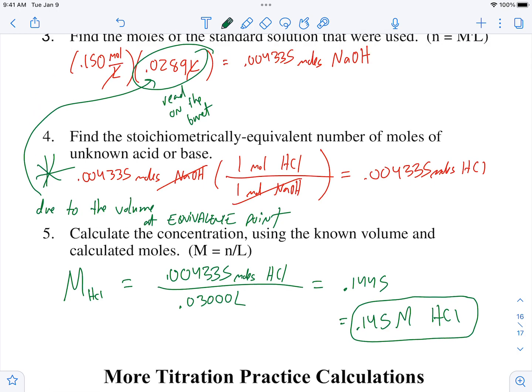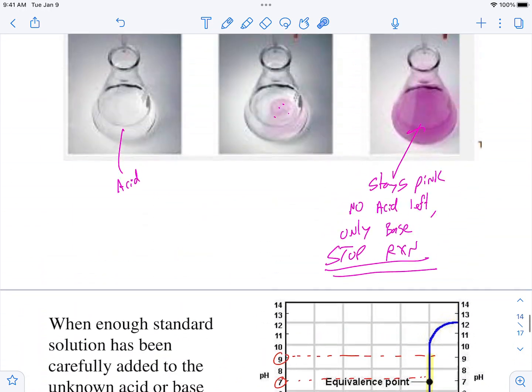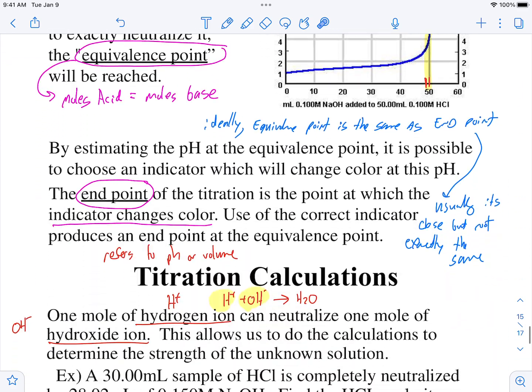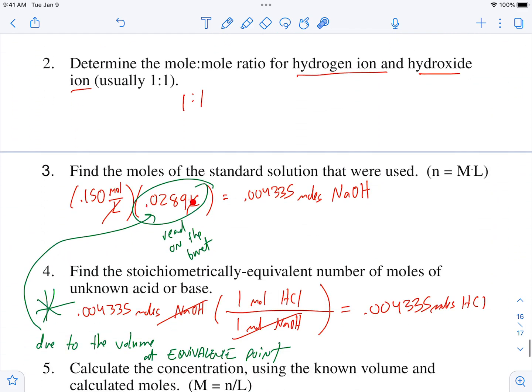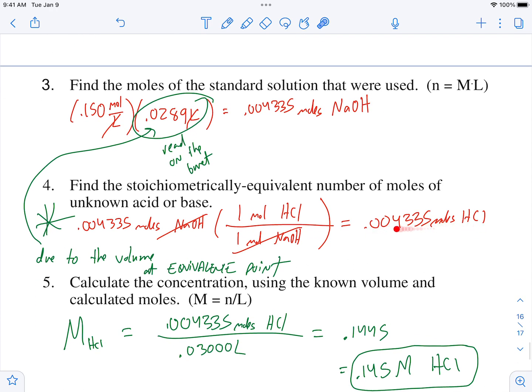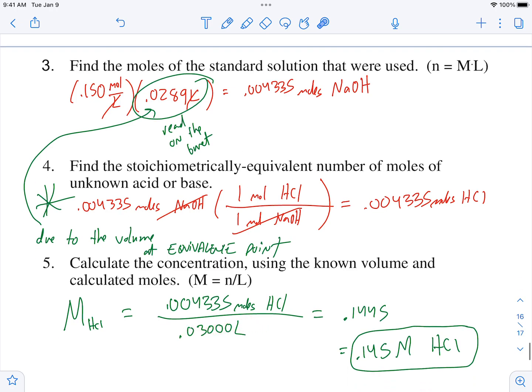We found out the molarity of HCl was 0.145 molar. How did we figure this out? It's because we added standardized base until the color changed and stayed that color. When the color stayed that color, we recorded the volume, and we used that volume and the standard molarity to find our moles. We used the mole ratio to find how many moles of acid there were, and then we divided by the volume.